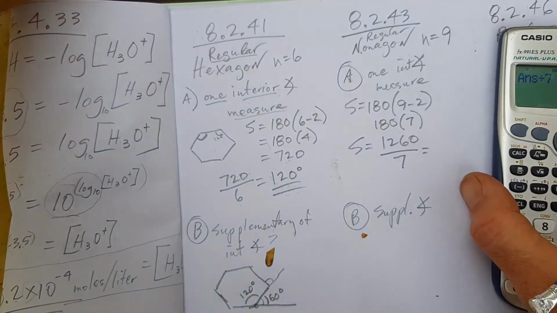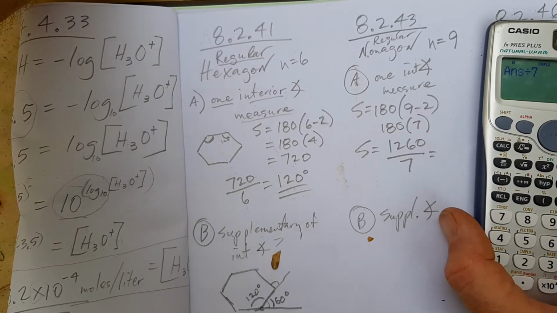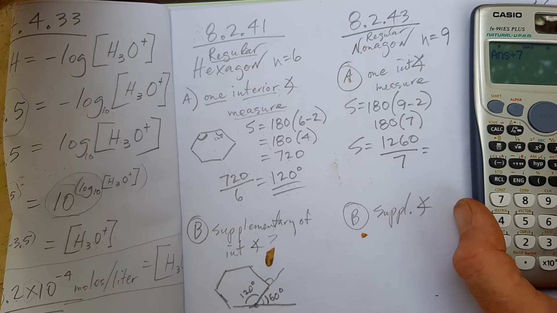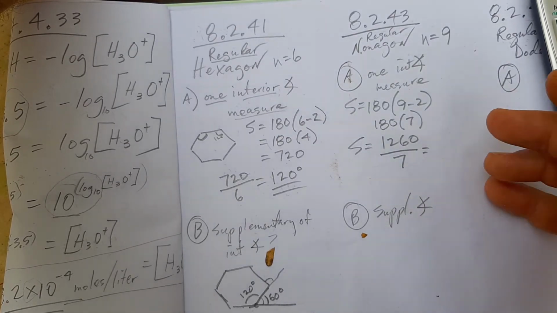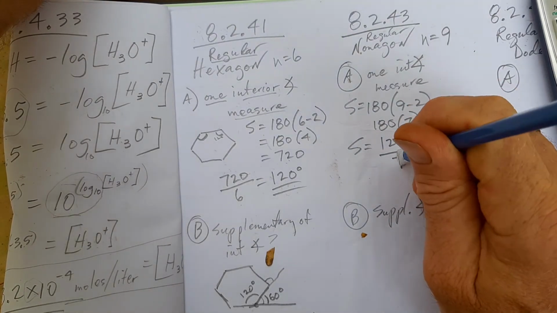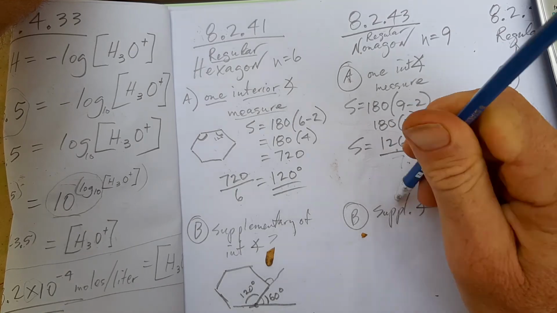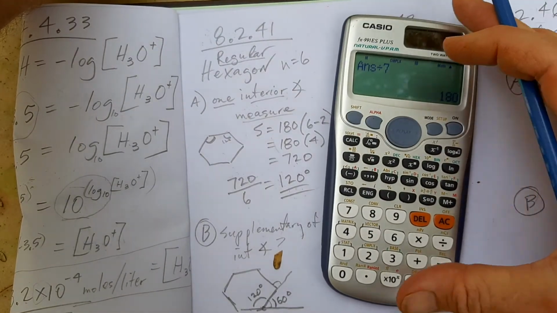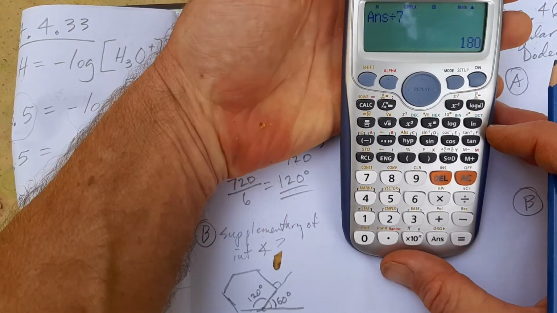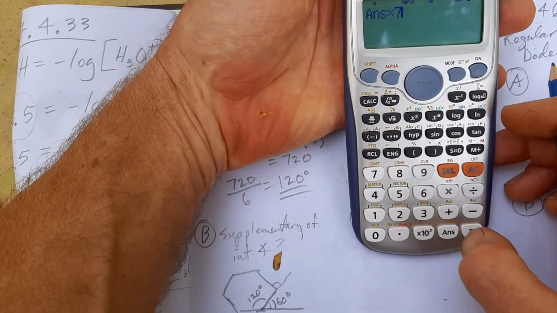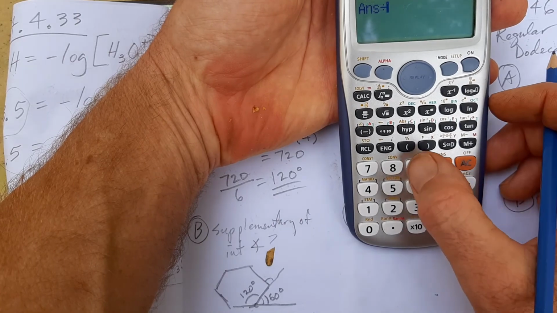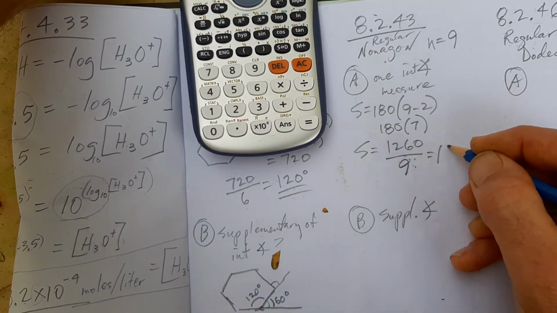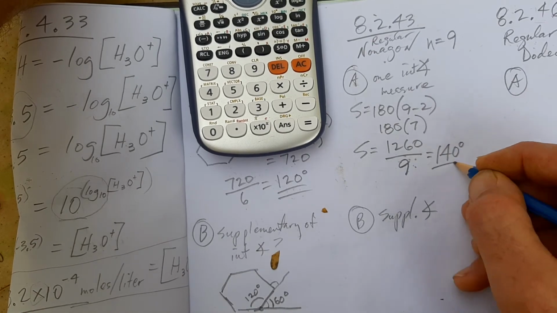Oh, it's not. Well, that can't be right. Careful there, don't make the same mistake Mr. Chad did. The n is 9. So let me go back here. Multiply that by 7. 180 times 7. Now divide that by the number of sides. Alright, 140. There we go. 140 degrees. Each of them is 140.